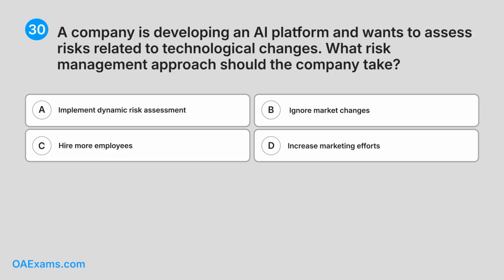30. A company is developing an AI platform and wants to assess risks related to technological changes. What risk management approach should the company take? A. Implement dynamic risk assessment. B. Ignore market changes. C. Hire more employees. D. Increase marketing efforts. What do you think is the answer?